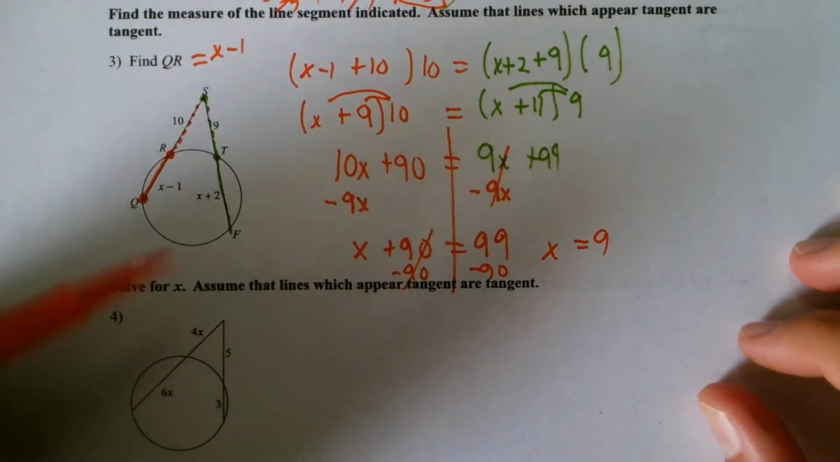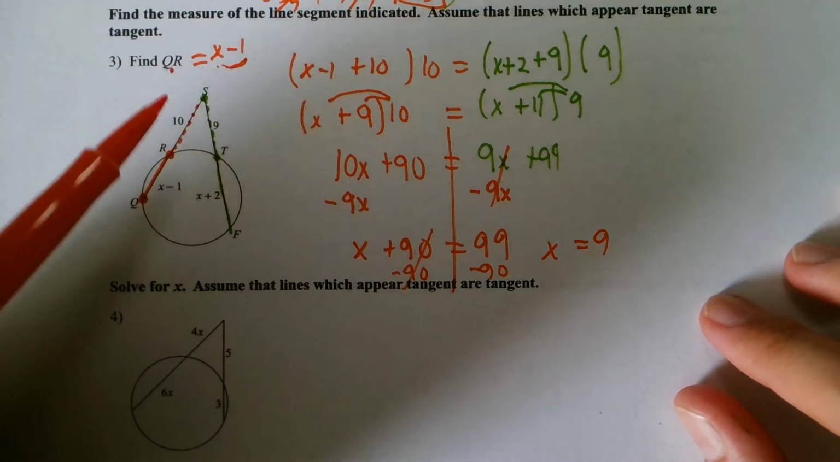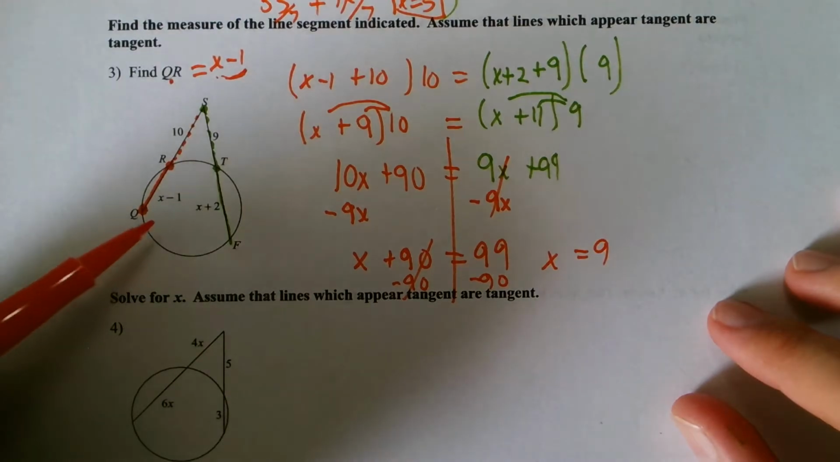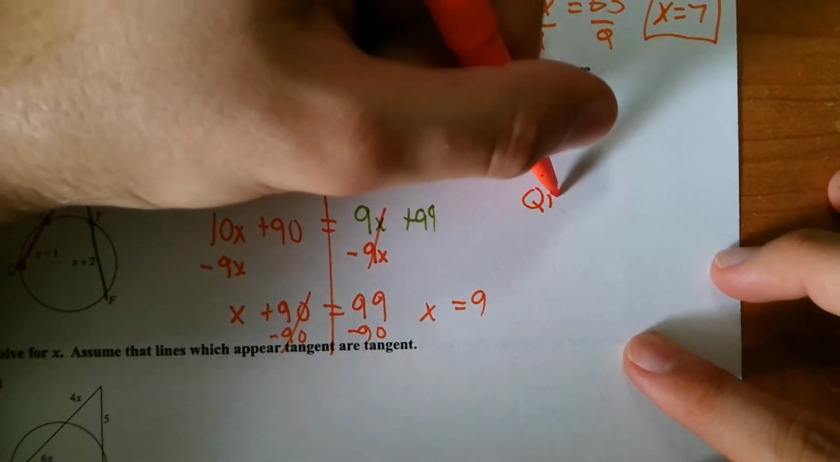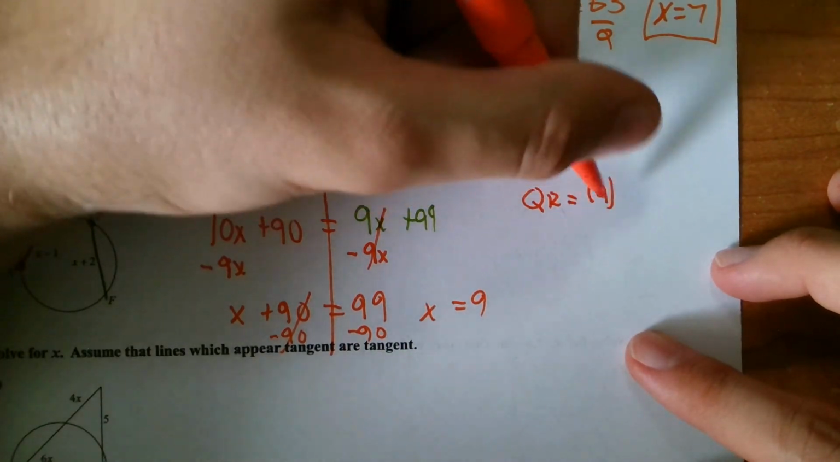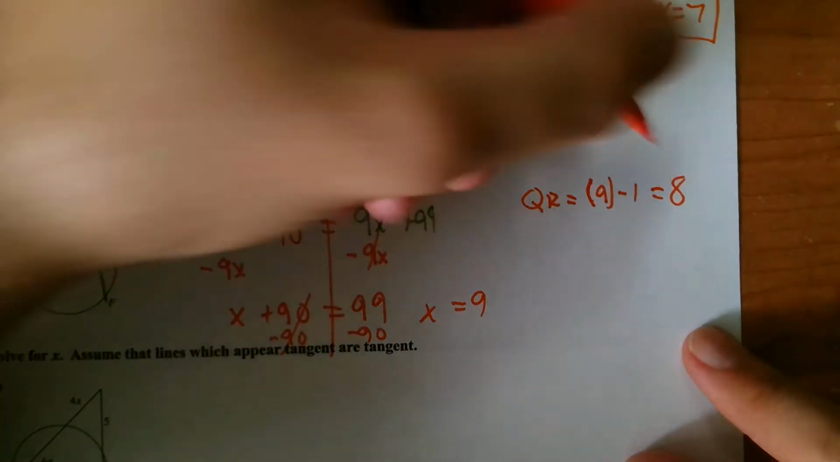Okay, now, since we wanted to find QR, don't forget to do this last step, where we take the x that we got and we plug it into x minus 1. So that'll look something like this. QR equals 9 minus 1, which is just 8.